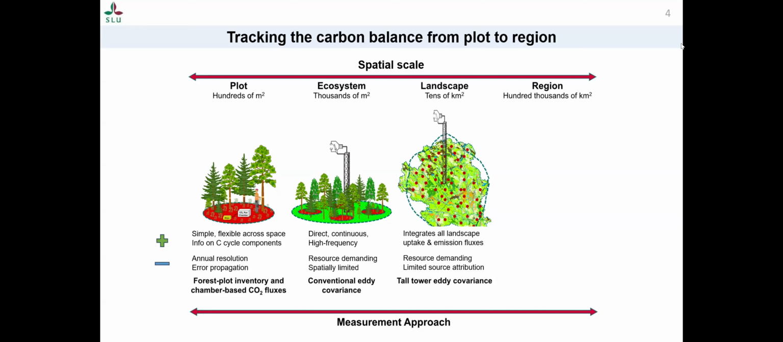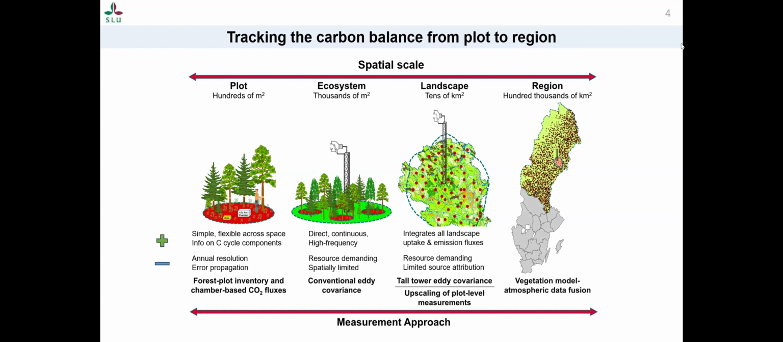But this method is, of course, also resource demanding. We need a tall tower as a start. And also, while we get a net carbon balance estimate for this landscape scale area, it's quite challenging to understand how the different landscape units actually contribute to this net carbon balance estimate. Alternatively, we can also use our plot level information and make a so-called bottom-up scaling of this information through the landscape. Here we get some more detailed information of the flux variation in the landscape, but essentially we also transfer the error from the plot scale measurement across this landscape.